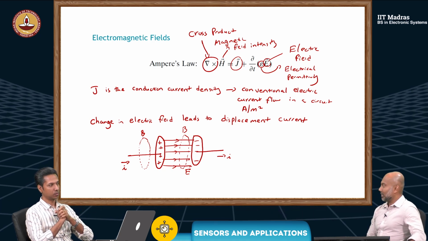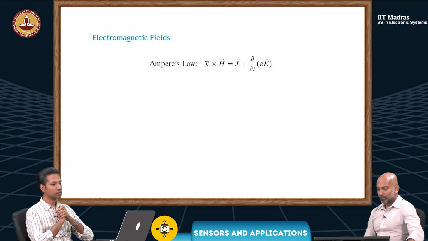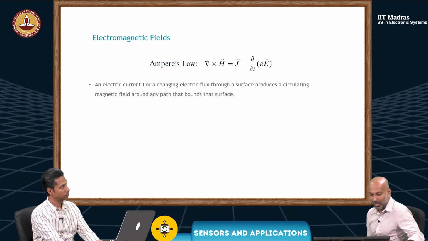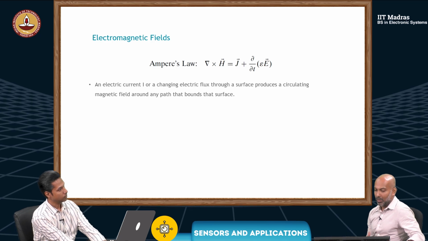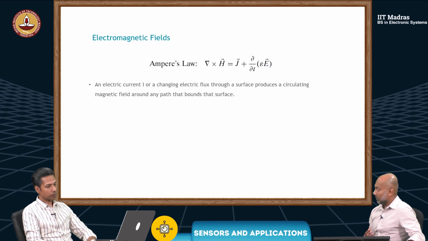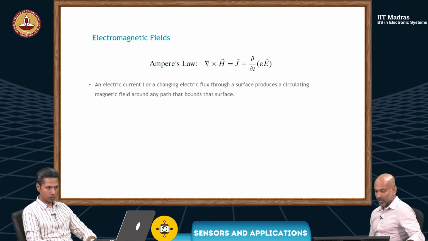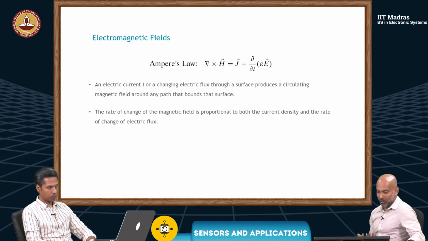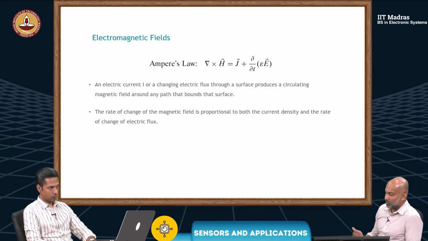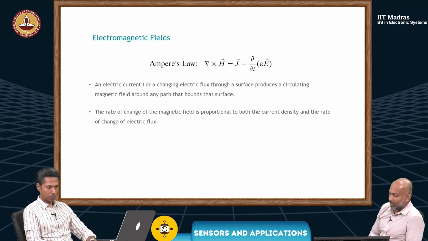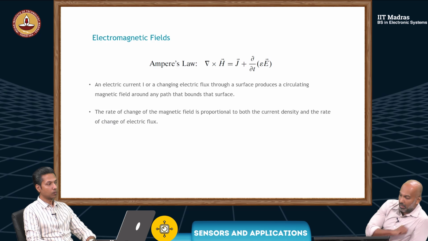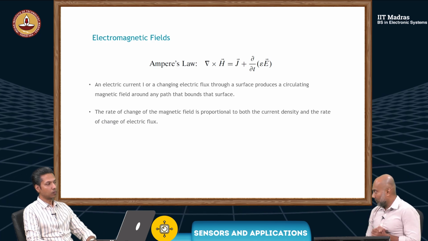Now that we've covered the basic equations, this is again a summary for the students. An electric current or a change in electric flux through a surface produces a circulating magnetic field around any path that bounds that surface. We saw that. And the rate of change of this magnetic field is proportional to both the current density and the rate of change of electric flux. So those are the four equations.